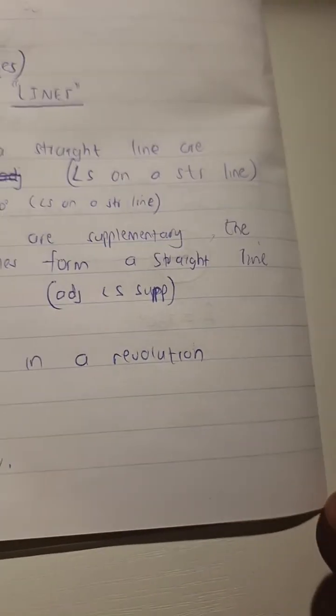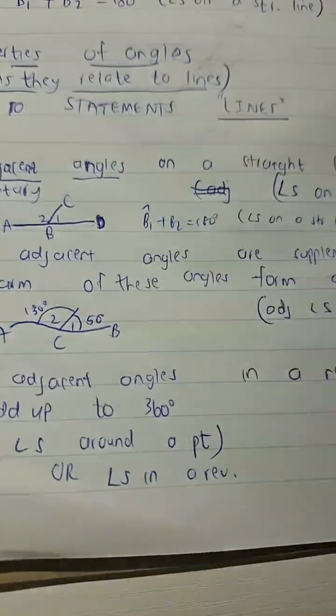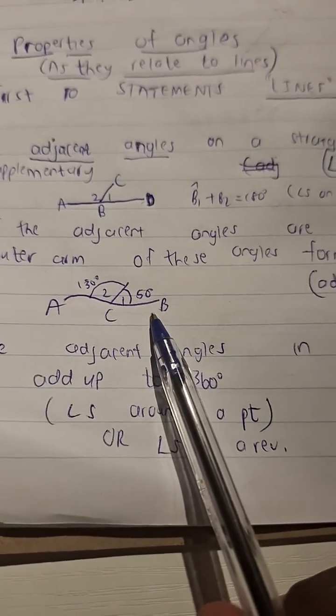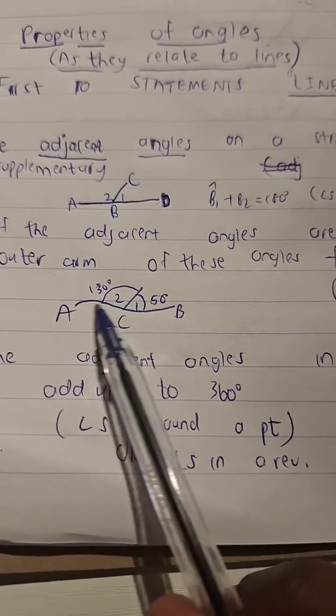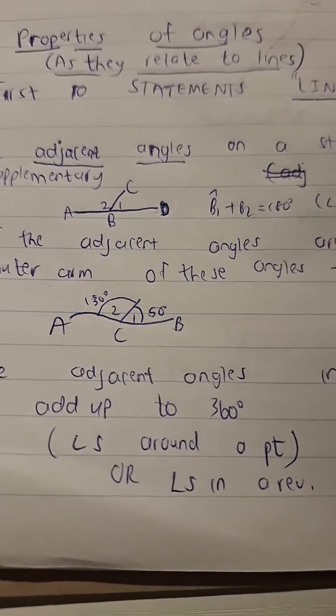So I love doing this with my learners. I say to them, this is A, this is B, this is C, this is 1 and 2, and this angle is 50 degrees, this one is 130 degrees. And then I superficially ask the question, is AB a straight line? I usually ask them that. Is AB a straight line?